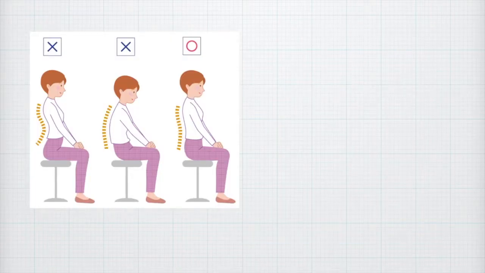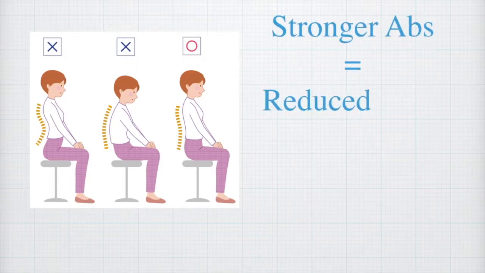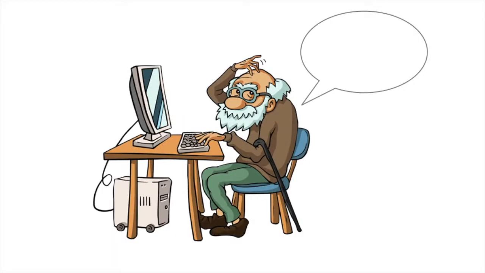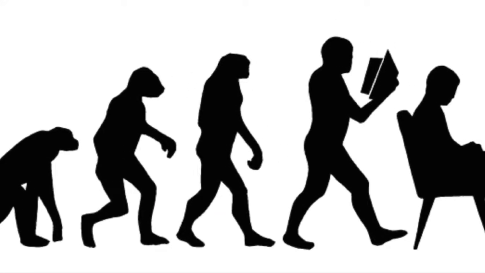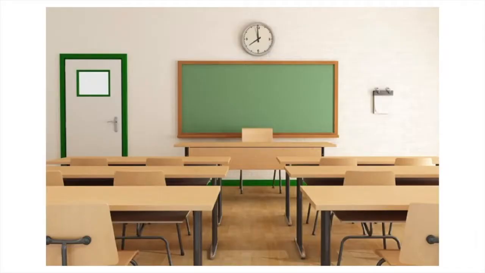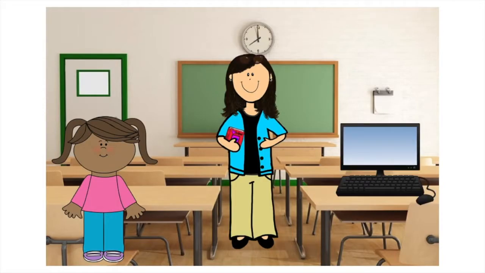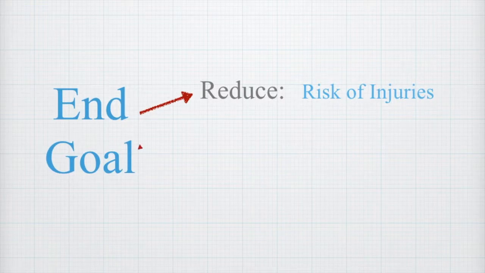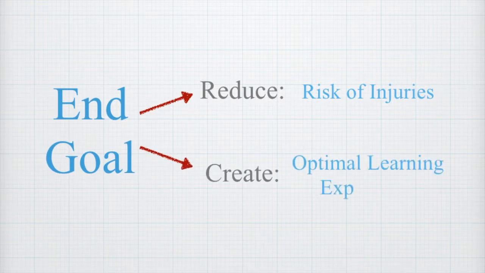As people are forced to use their abs more, they will get stronger and will have a reduction of back pain, which will eventually decrease fatigue. There will be an adjustment time for older people, but if this is introduced to the younger generation, there will be no issues in the future. In a society where technology is constantly advancing, the classroom must adapt to fit student, teacher, and technology needs. The end goal of an ergonomic electronic classroom is to reduce the risk of injuries and create an optimal learning experience for all students.